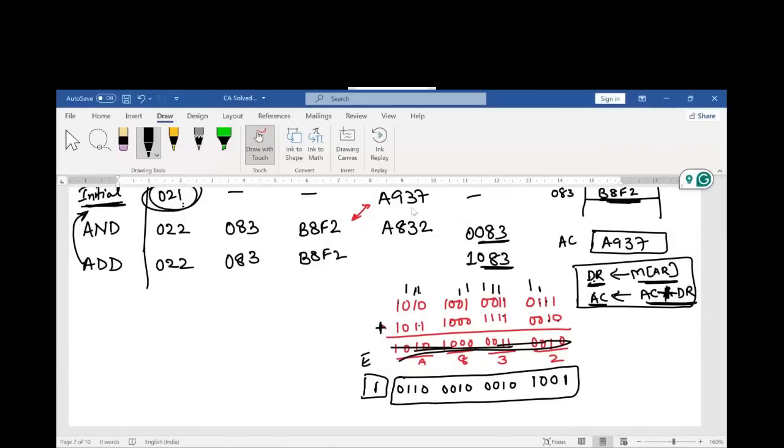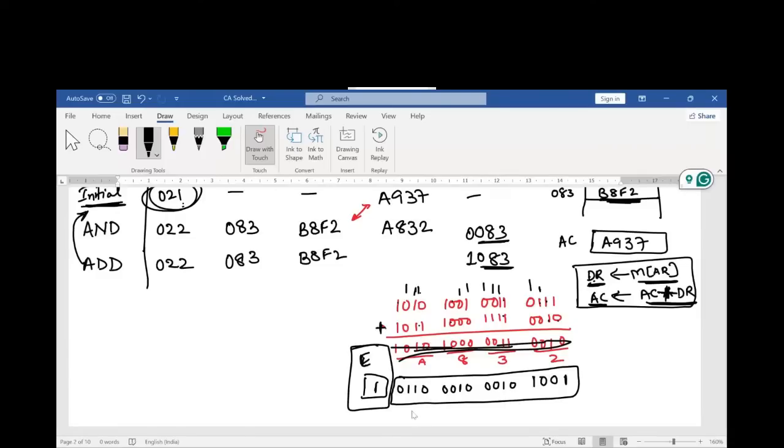Now here in this question, we are not asked to show the value of E. So no need to write anywhere that the value of E is 1. But we know that after the add operation, the value of E is 1. Now let us write the value of AC, which is asked of us.